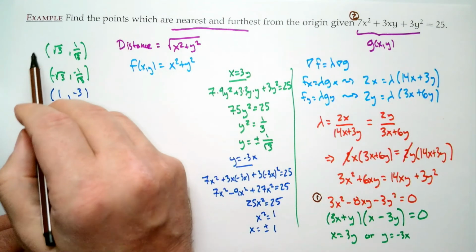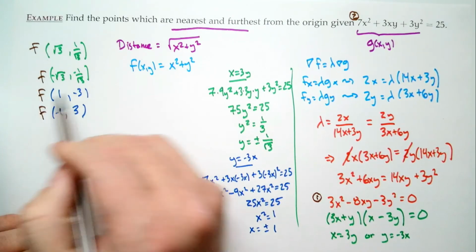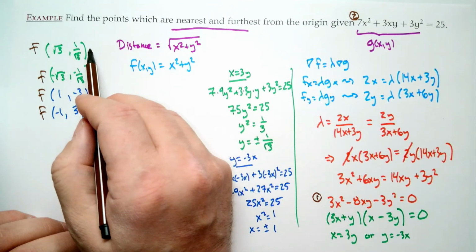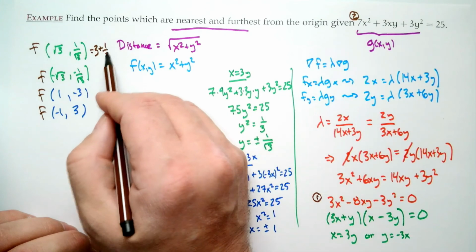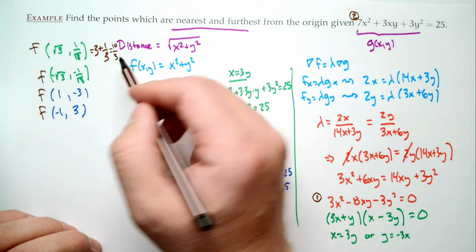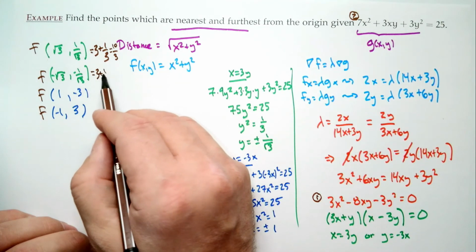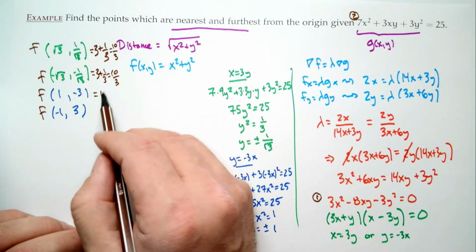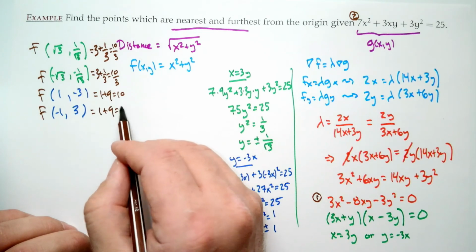Well, we plug each one of these into our function. It's the function x squared plus y squared. So if we plug this in, we're going to get 3 plus 1/3, which, I'm running out of space, but 3 plus 1/3 is 10/3. 9/3 plus 1/3. Here we'll get 3 plus 1/3, which again is 10/3. Here we'll get 1 plus 9, which is 10. And here we'll get 1 plus 9, which is 10.